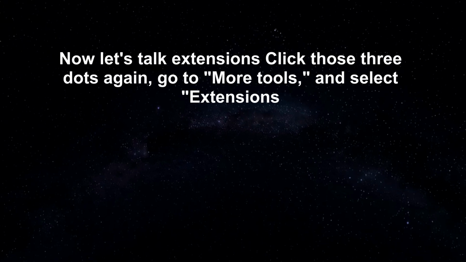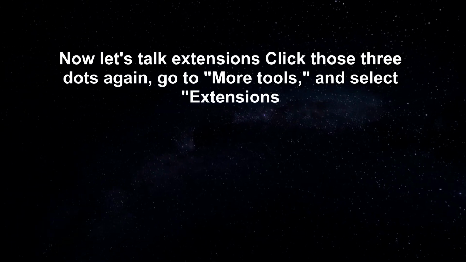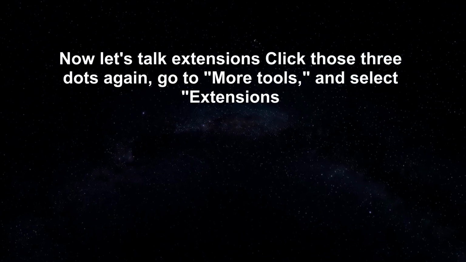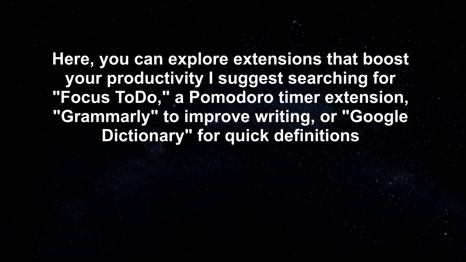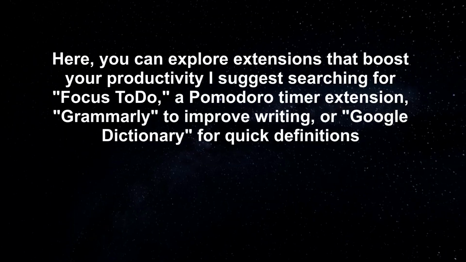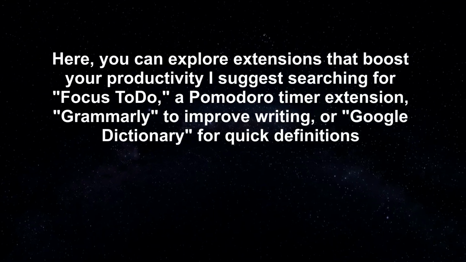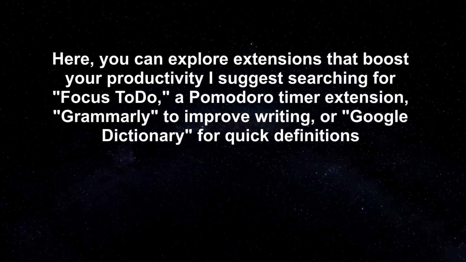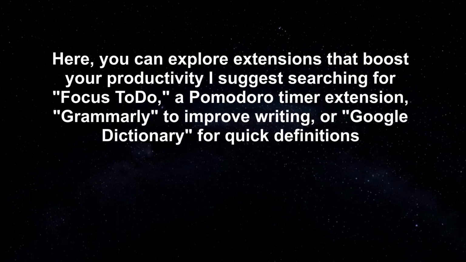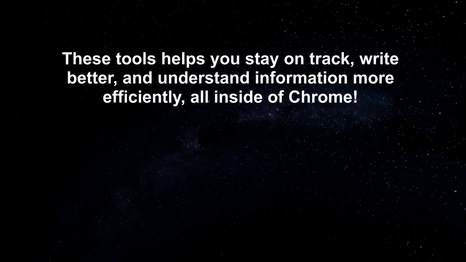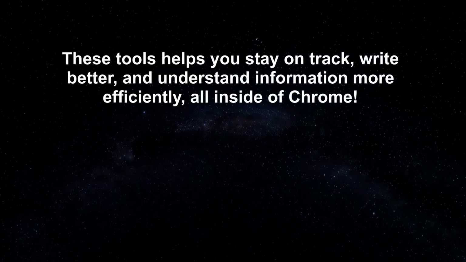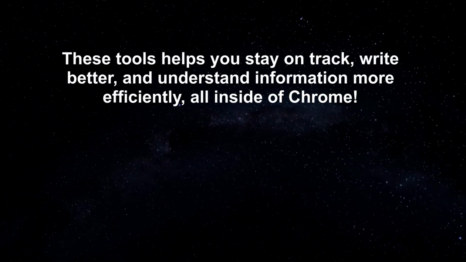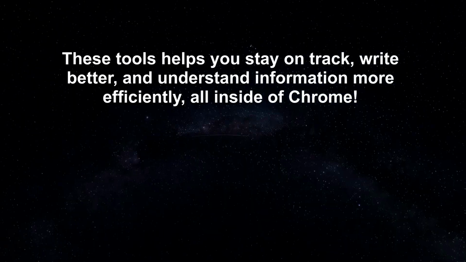Now let's talk extensions. Click those three dots again. Go to More Tools and select Extensions. Here, you can explore extensions that boost your productivity. I suggest searching for Focus to Do, a Pomodoro Timer extension, Grammarly to improve writing, or Google Dictionary for quick definitions. These tools help you stay on track, write better, and understand information more efficiently, all inside of Chrome.